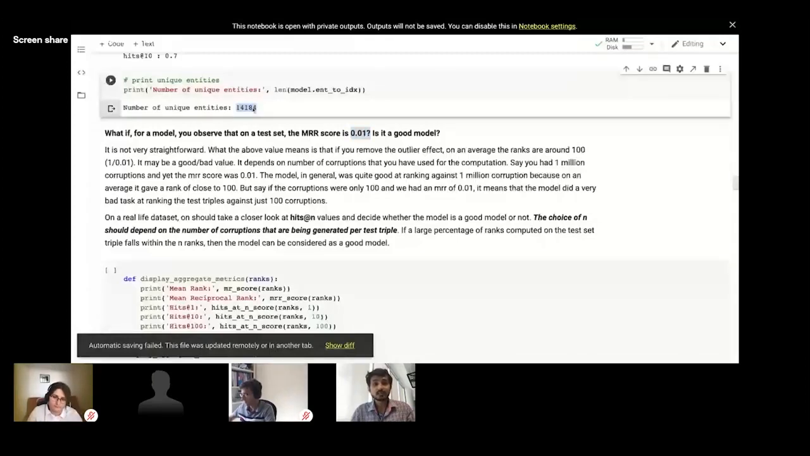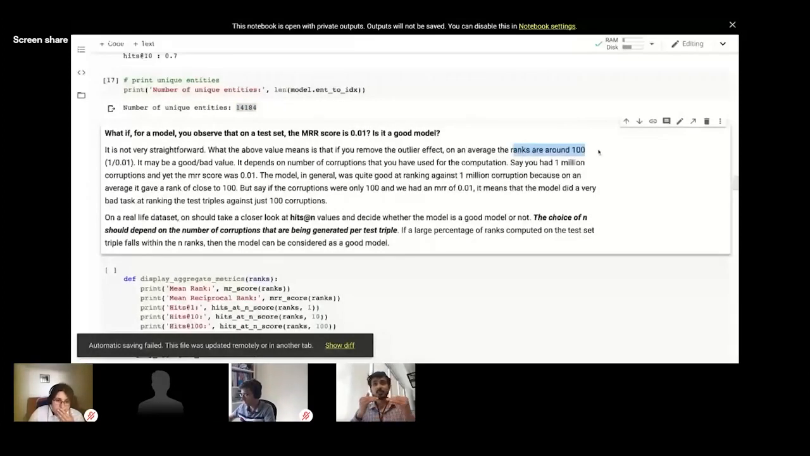Let's say you had only 1,000 corruptions, and your MRR score is 0.01. That means on average, after removing the outlier effect, your average rank is close to 100. So per triple, when you generated 1,000 corruptions, your model was able to rank your true positive at around the 100th position. So you had 100 negatives above it. Since 1,000 is a small number of corruptions, this is a bad value. So your model is not doing well on your data set.